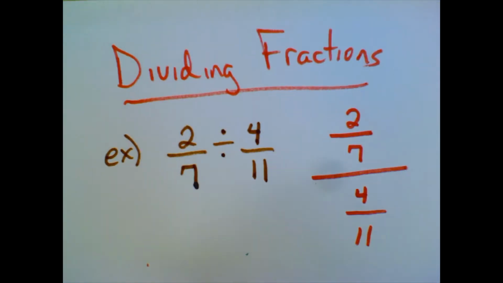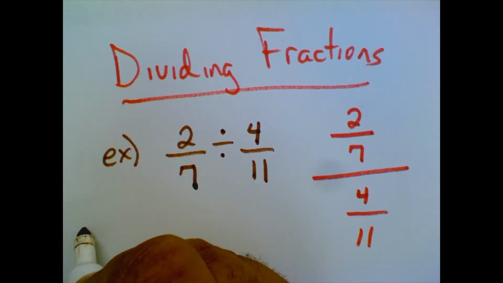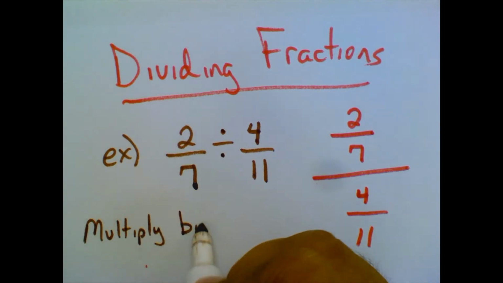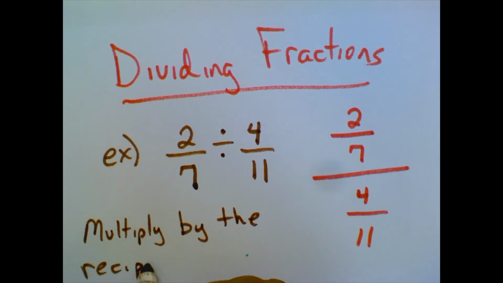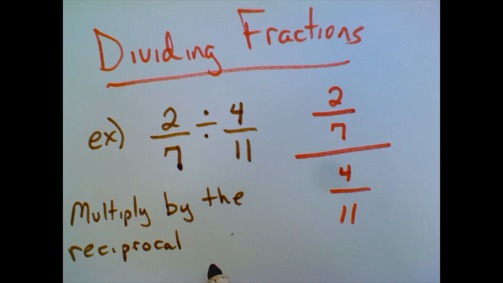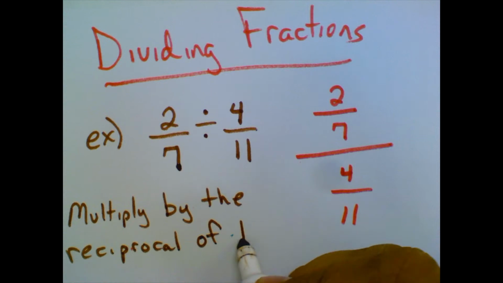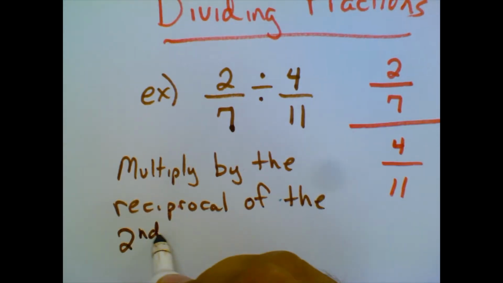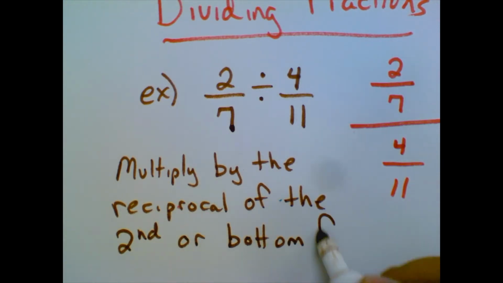The key, when you divide fractions, is you want to multiply by the reciprocal. Remember, reciprocal is when you flip a number over. Multiply by the reciprocal of the second or bottom fraction.